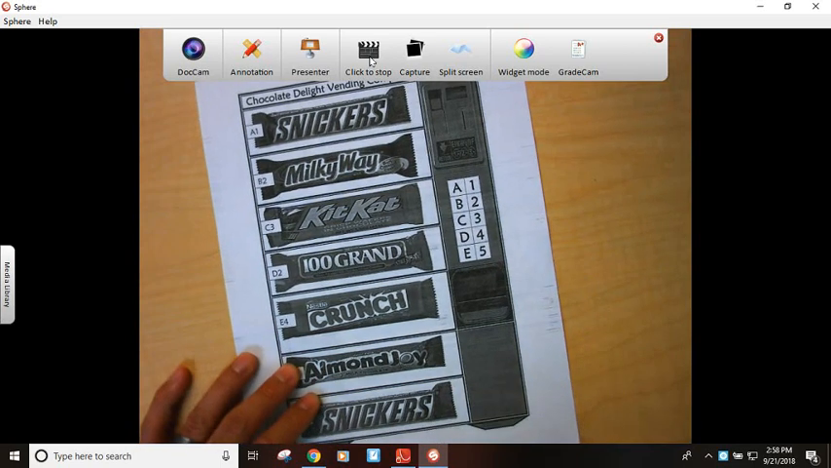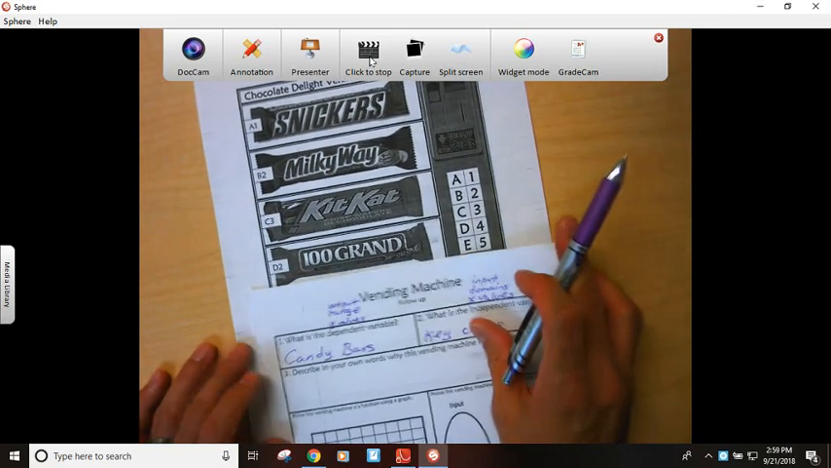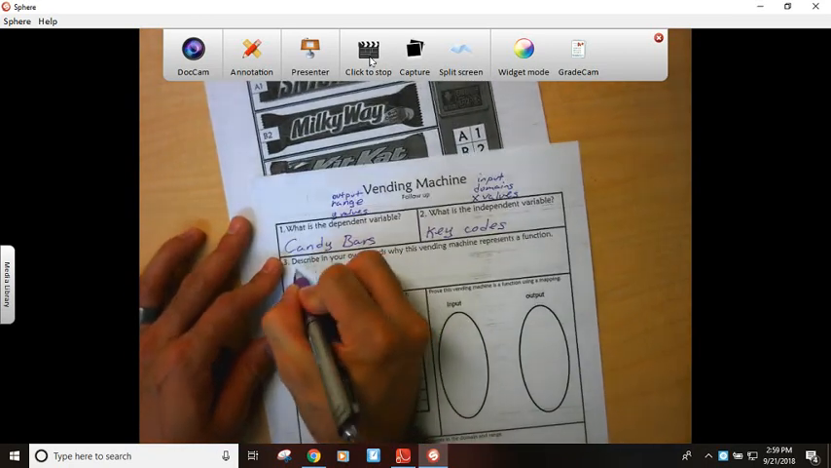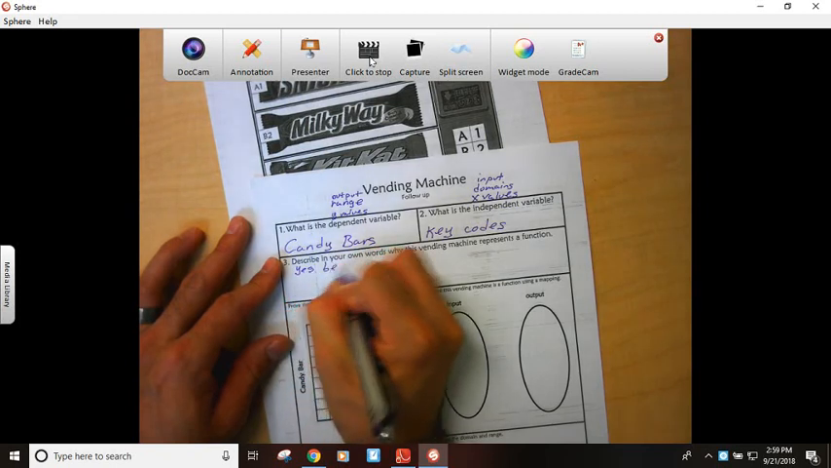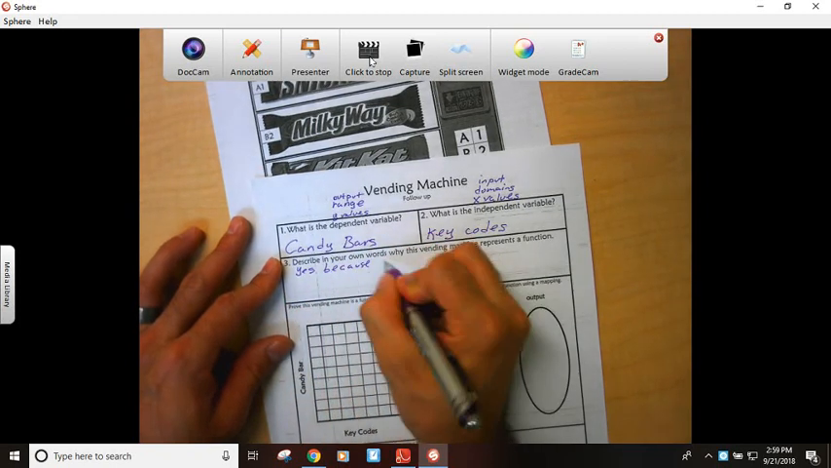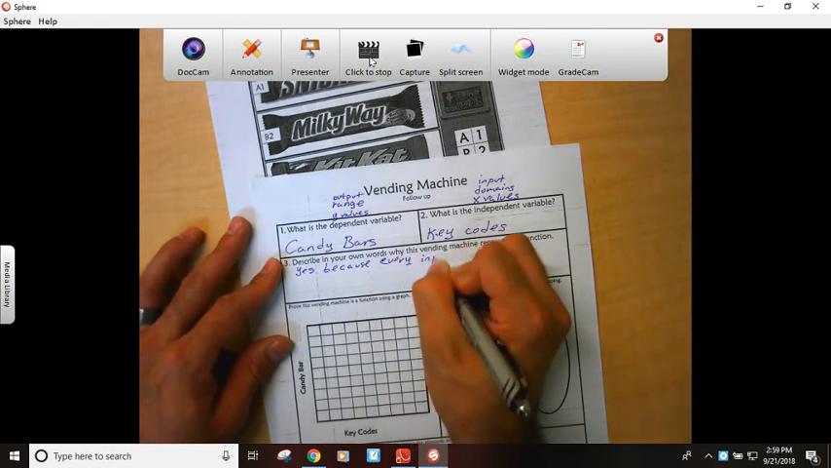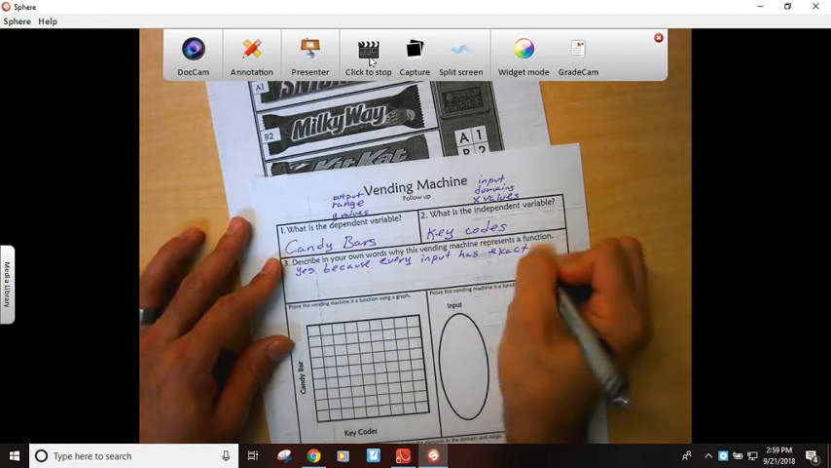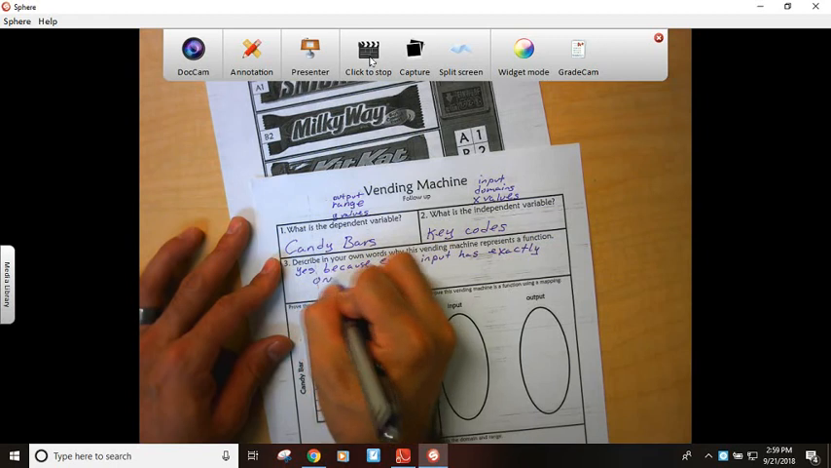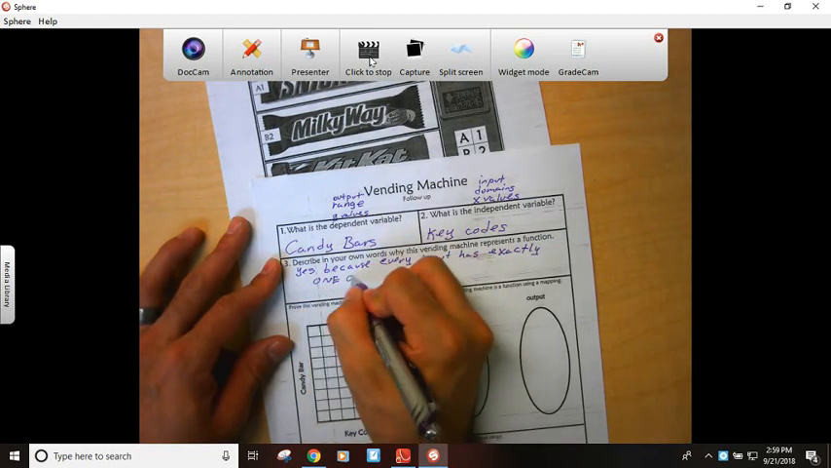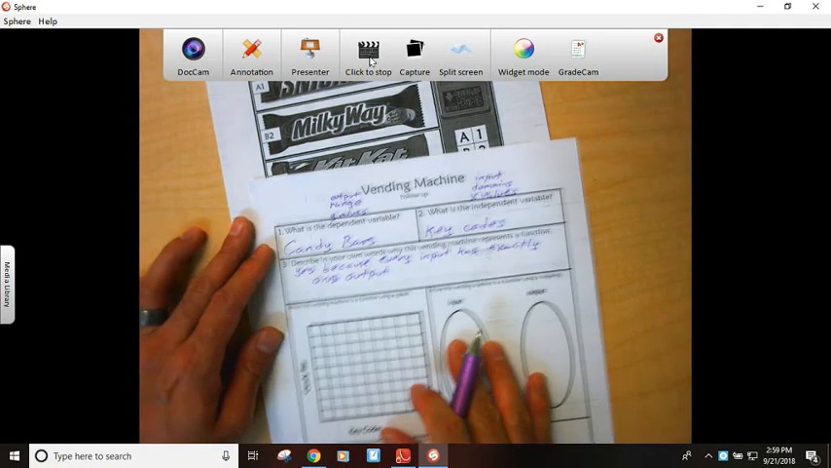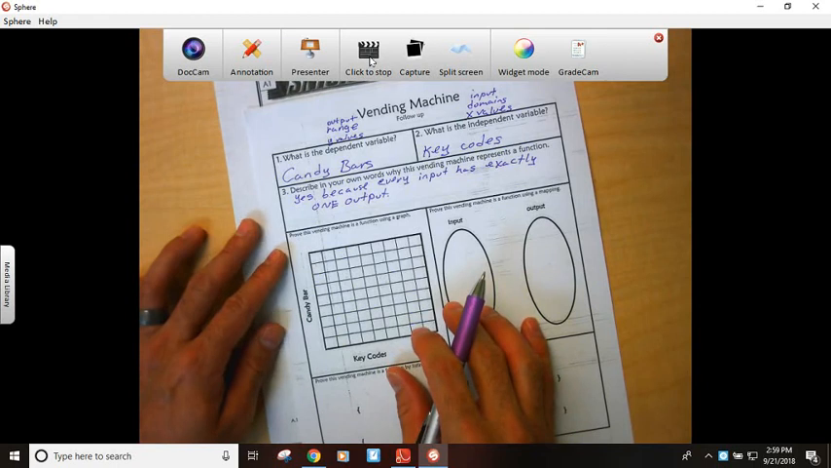So when we're going to describe this, we're going to say that yes, this is a function because every input has exactly one output. And that's what a function is. For every one input, you have one and only one output.